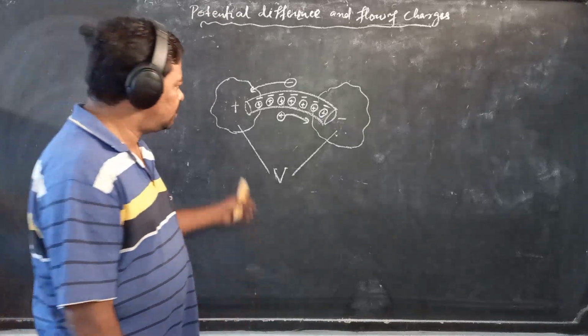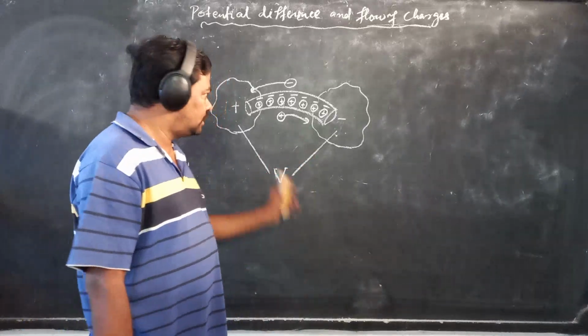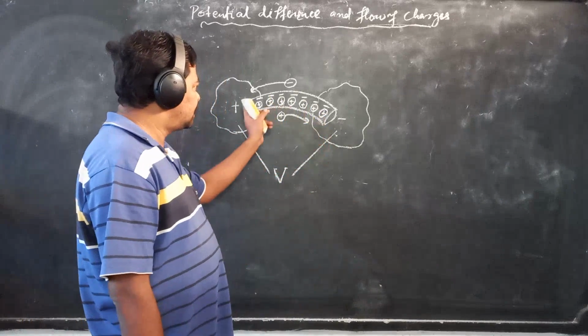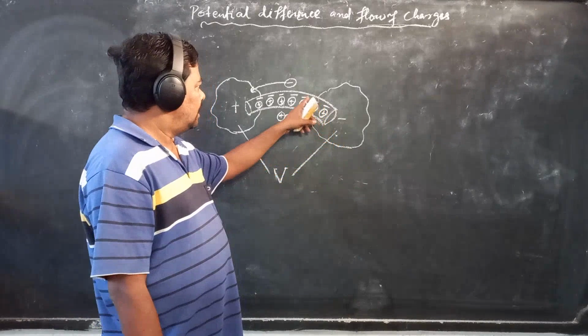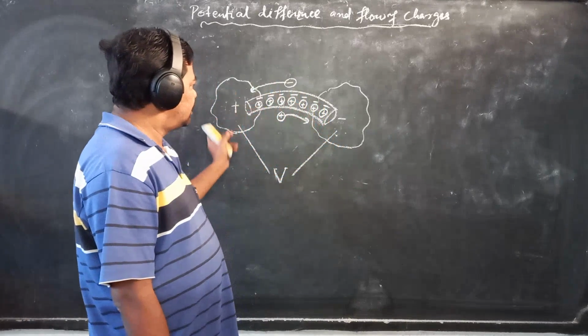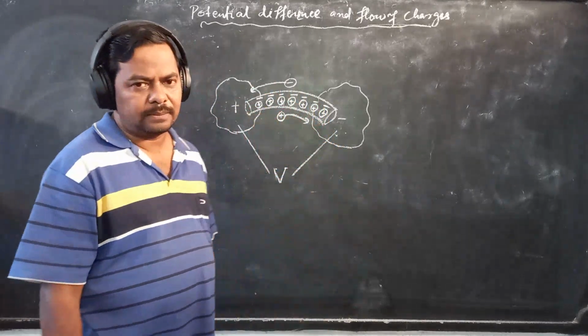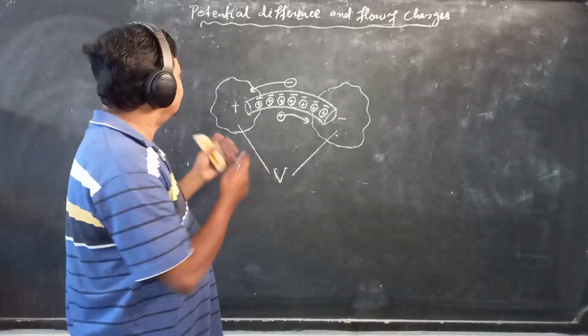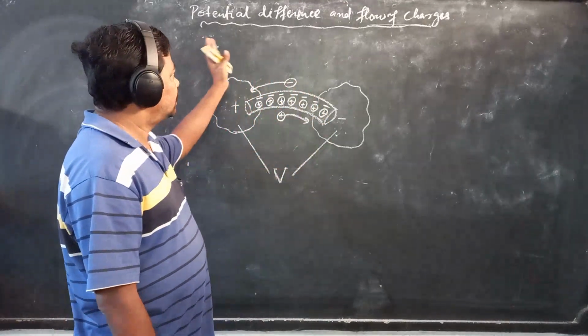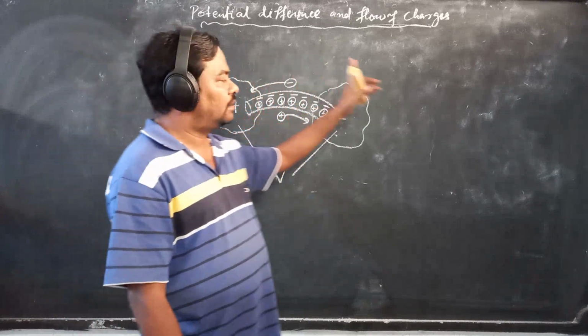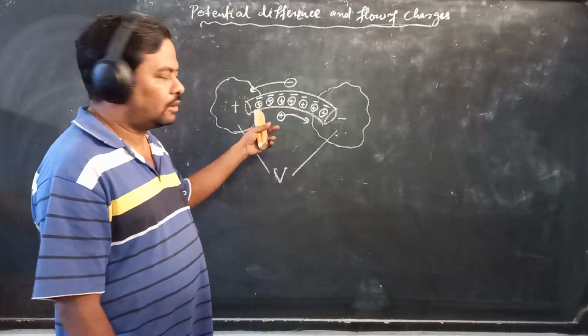So as long as this potential difference is maintained between these two ends, the flow of charge, positive charges towards the negative field and the electrons towards the positive field, will continue. So this is the relation between potential difference and the flow of charge. See how potential difference is responsible for the flow of charges in a conductor.